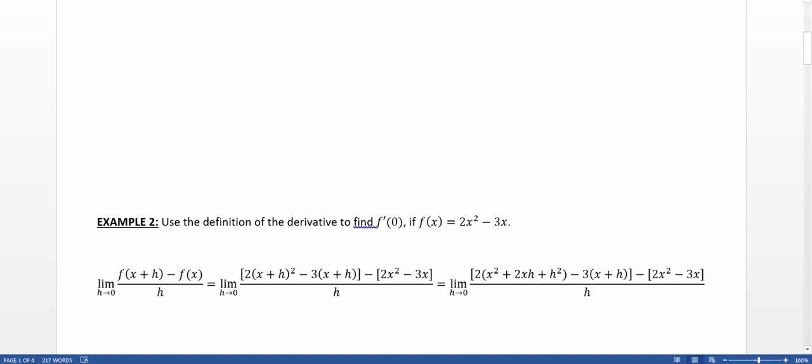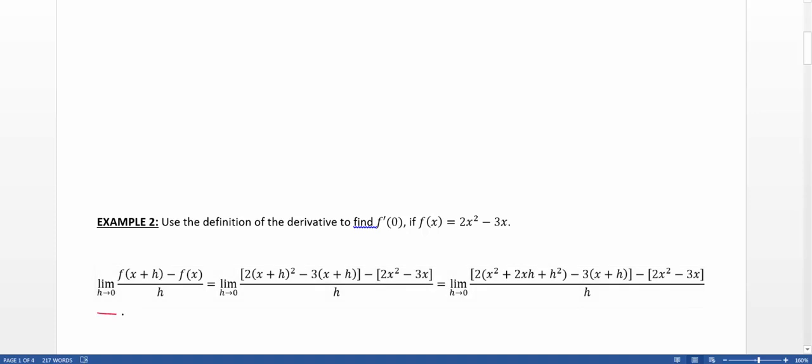Example 2. Use the definition of derivative to find f prime of 0 if f of x equals 2x squared minus 3x. So before, when we were approximating the instantaneous rate of change at 0, we would look a little bit to the left of 0 and take the average rate of change, and a little bit to the right of 0 to get the average rate of change to try to see what it was approaching. But now we want to use the definition of derivative.